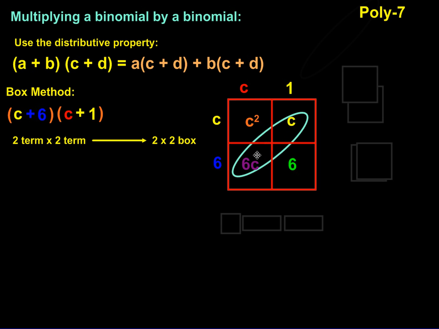So we'll start with the largest degree, the c squared. That cannot be combined with anything else, and so that is our first part of our answer. Then the c's by degree would be larger than the 6 with no variable. So we have 6c and 1c, and that's going to give us a positive 7c. And then my 6 can't be combined. I just bring it down. So that's how you use the box method to multiply two binomials.